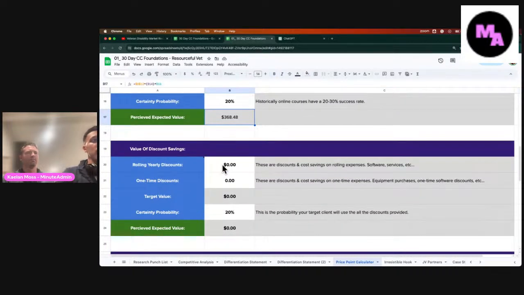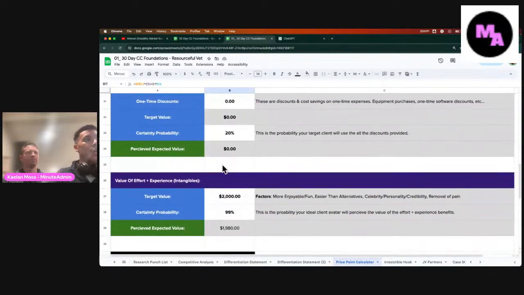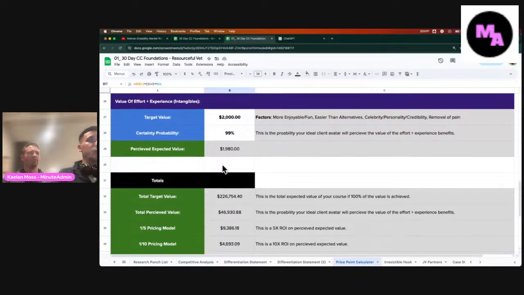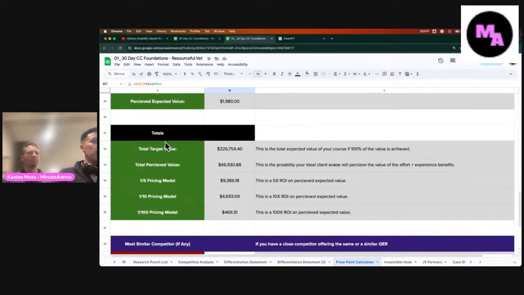You don't have any discounts for them. And then how much effort is it going to cost me? So basically you're saying, hey, we'll give you a step-by-step checklist. This checklist alone is worth $2,000. All right. So you're saying that it's a 99% probability that they're going to look at that and be like, that is valuable. That's going to make my life so much easier. Okay. So you're saying your target value.